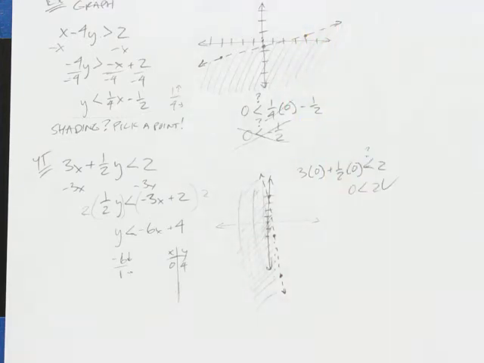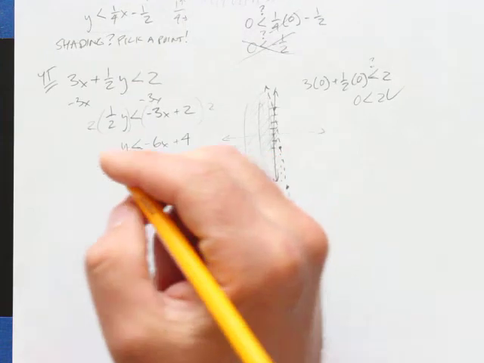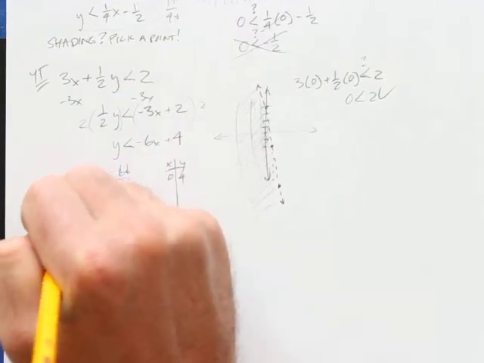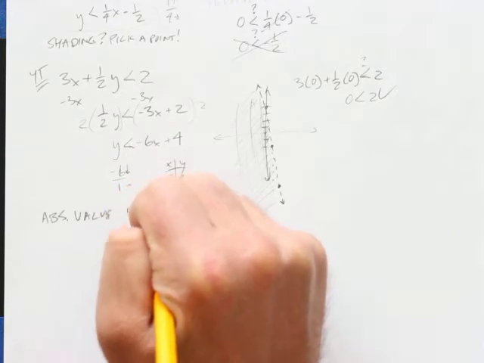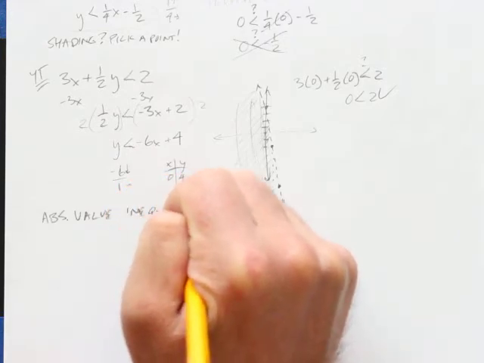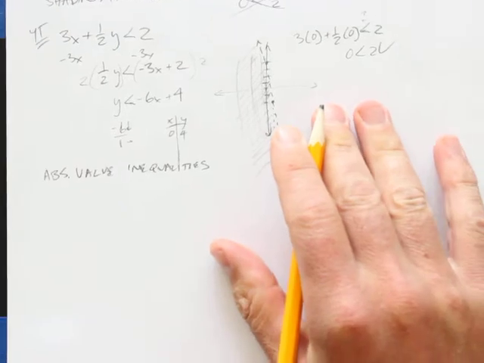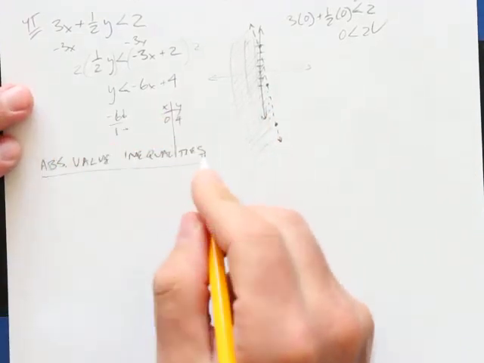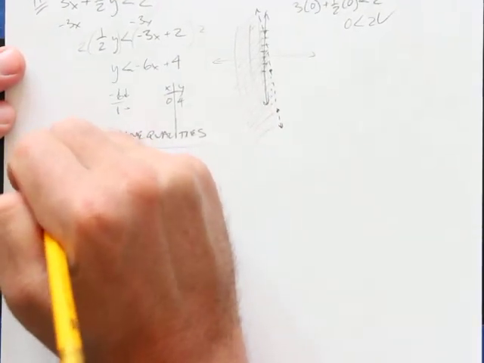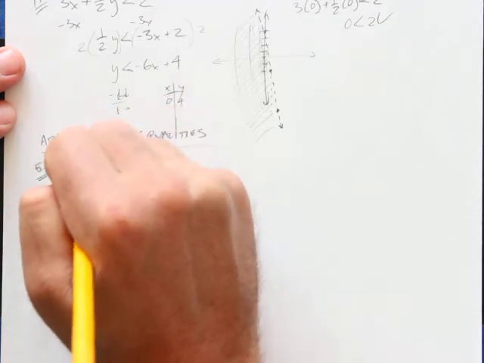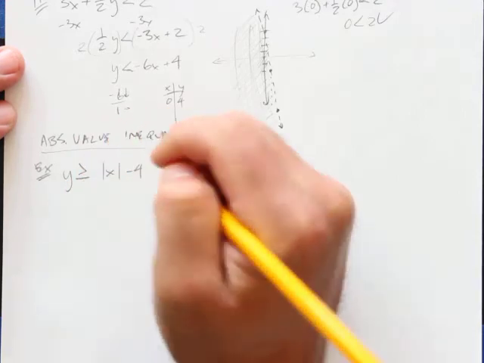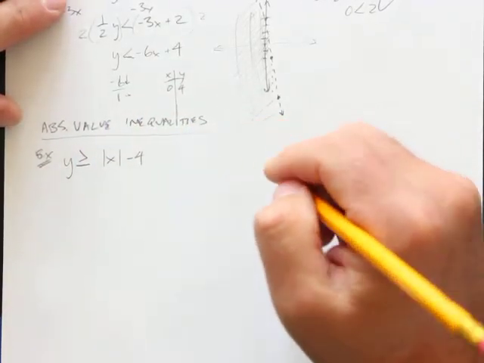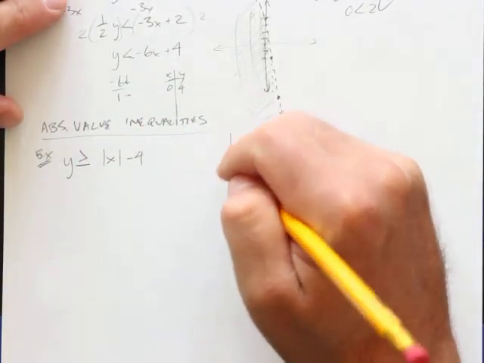All right, 2 more examples here. These ones, we're going to look at absolute values. Okay, so let's look at y is greater than or equal to absolute value of x minus 4. All right, let's draw the absolute value of x minus 4.